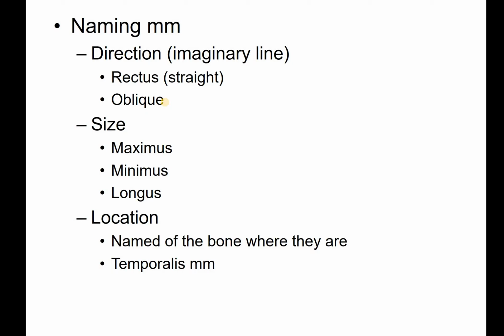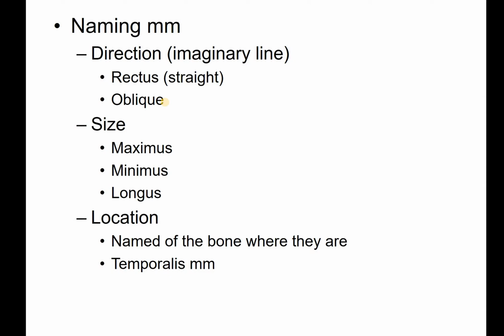They'll name it after the size of the muscle. Big is maximus, small would be minimus, medium would be medius. Some muscles are very long, like longus, and there's more. We'll get into those when we start naming some of the muscles, but like minimus, for example, extensor digiti minimi, so very small muscle, like minimi.